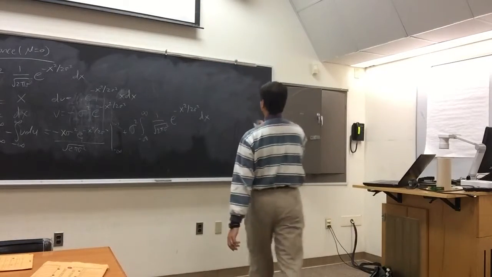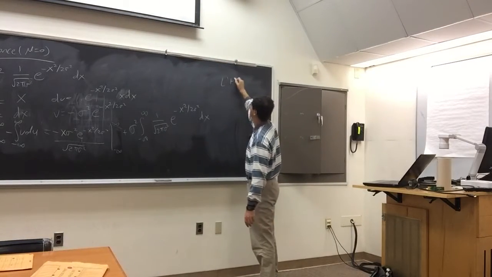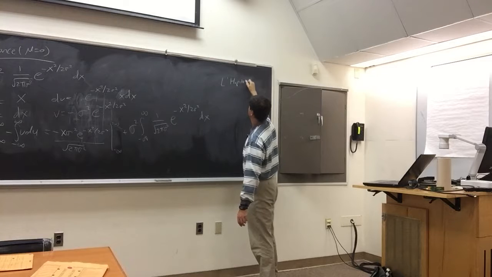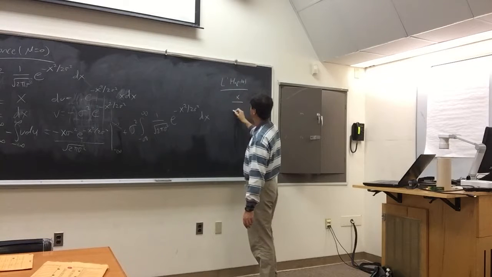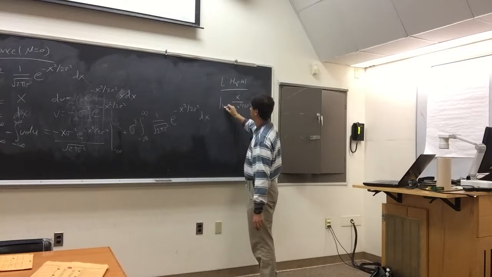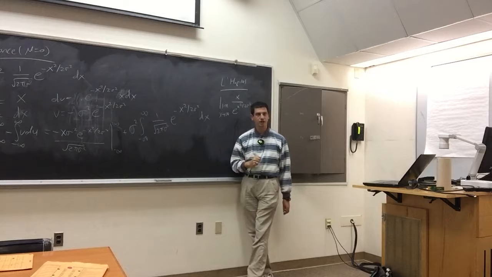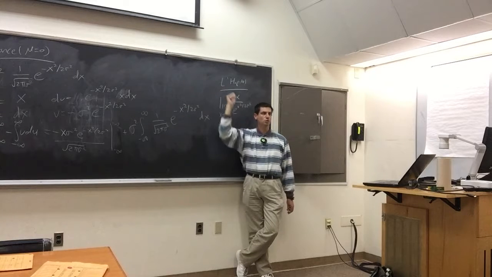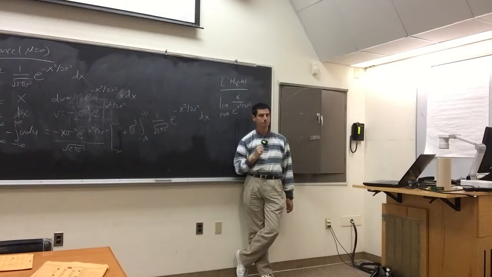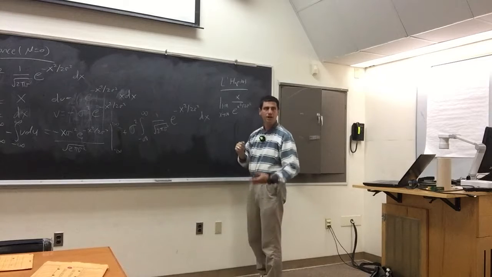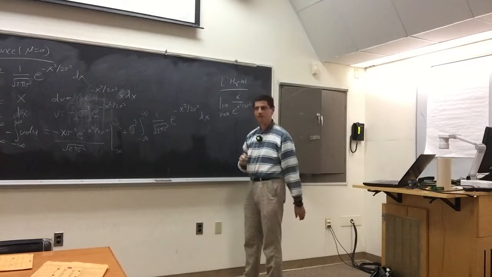All right, so if you're not sure, you could do a L'Hopital. So you would have x over e to the x squared over 2 sigma squared. Take the limit as x goes to infinity. How do we use L'Hopital? If we have 0 over 0 or infinity over infinity, we just take the derivative of the top and the bottom until we no longer have 0 over 0.